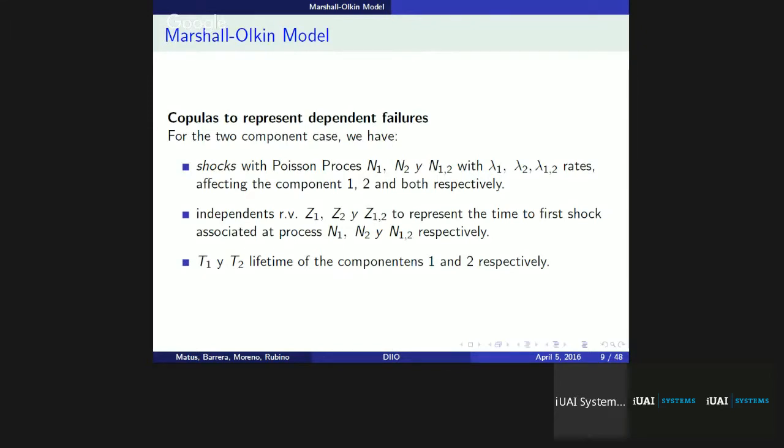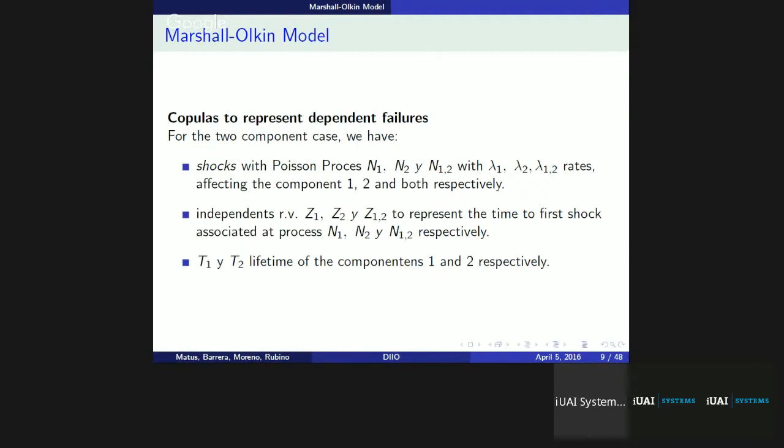I take two components and I define three independent Poisson processes, three shocks of the system: first, N1, N2, and N1,2. The shock associated with the N1 Poisson process affects component 1 and changes its state to non-operative. The same for N2 with component 2, and the shock associated with the Poisson process N1,2 makes both components change their state to non-operative.